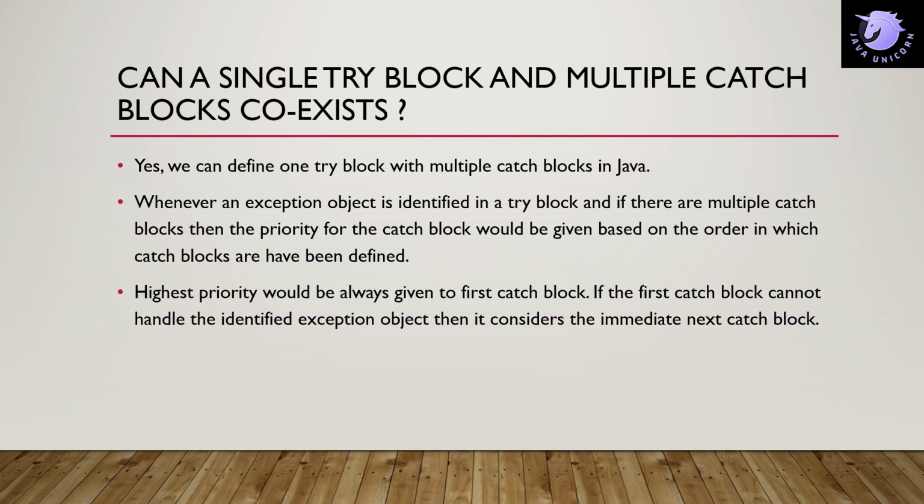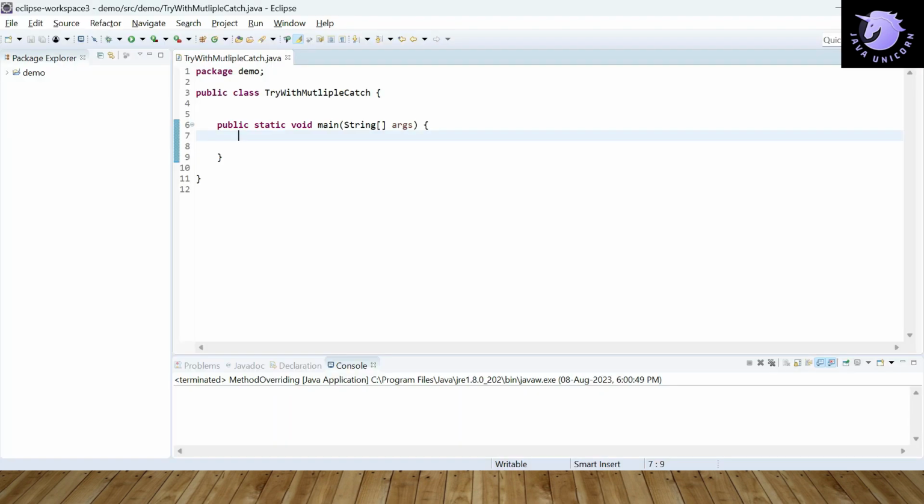So first it will go into the first catch block, and then it will go to the next catch block, and so on, until it finds the catch block which is going to handle the exception occurring in the try block. Let's try to understand this concept with an example here. Let's say we have a class named TryWithMultipleCatch, and inside this we are going to explain a try block with multiple catch blocks.